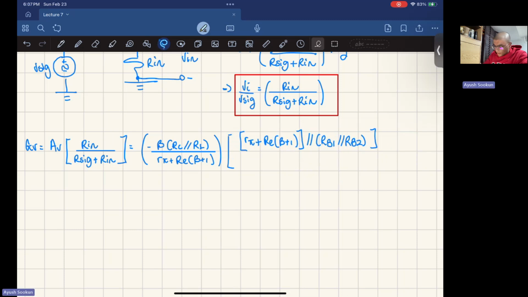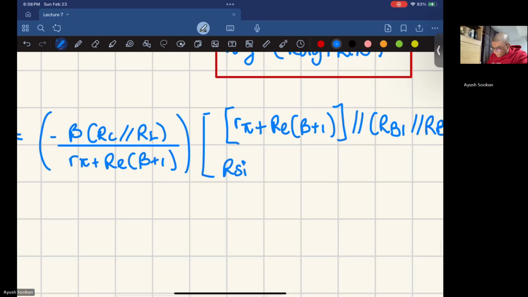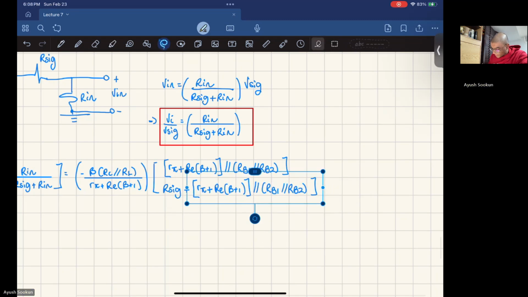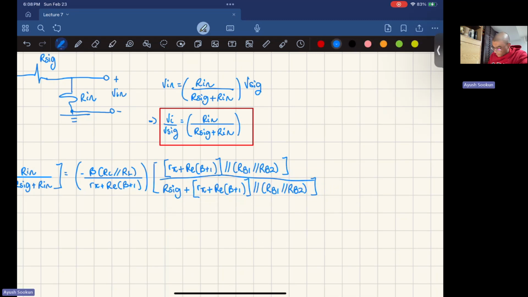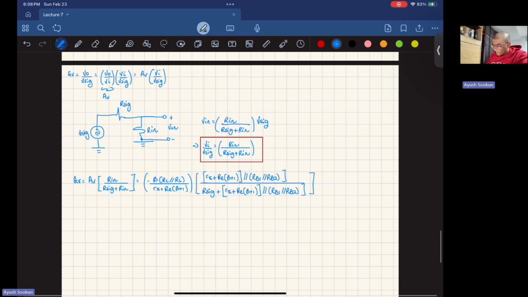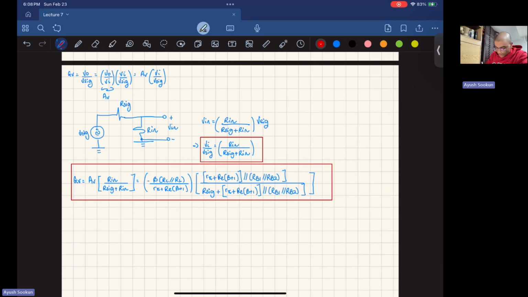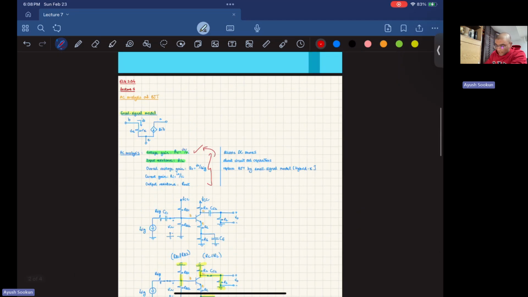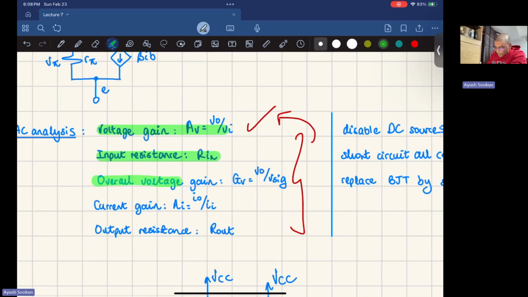So this is Rn over R sig plus Rn, the thing that I have in the numerator already. And this is going to be my overall voltage gain. Now, this expression is big and scary, but the process to find it was very simple, right? It was pretty quick. Everything that we required was already given to us. We just had to put it all together by doing circuit analysis. So this is my overall voltage gain, and now we can say that this has been found as well.